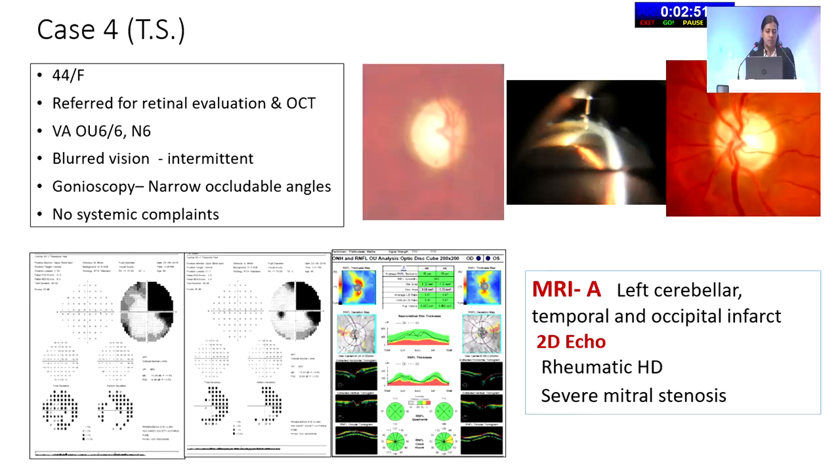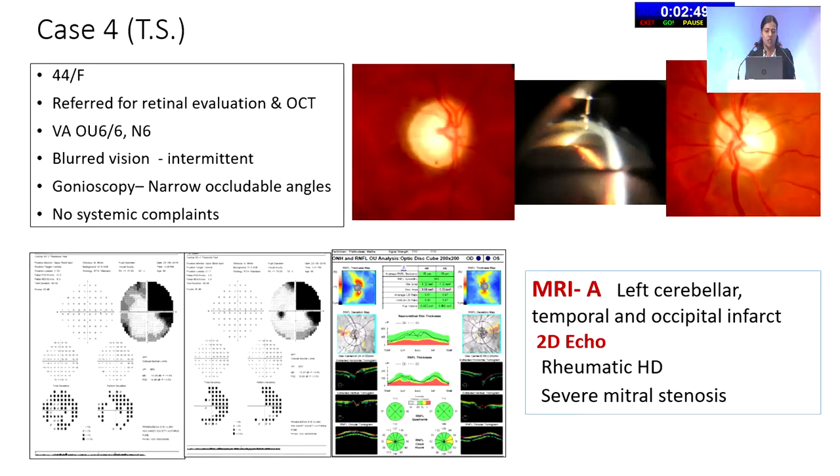Case 4, a 44-year-old female with no systemic complaint. Gonioscopy showed a narrow occludable angle. Both eye perimetry showed right eye superior quadrantanopia. MRI angiography showed a left cerebral, temporal and occipital infarct, with 2D echo revealing rheumatic heart disease with severe mitral stenosis.